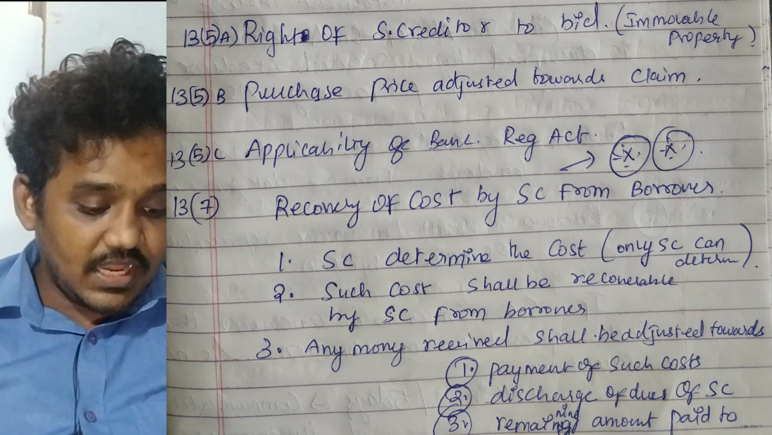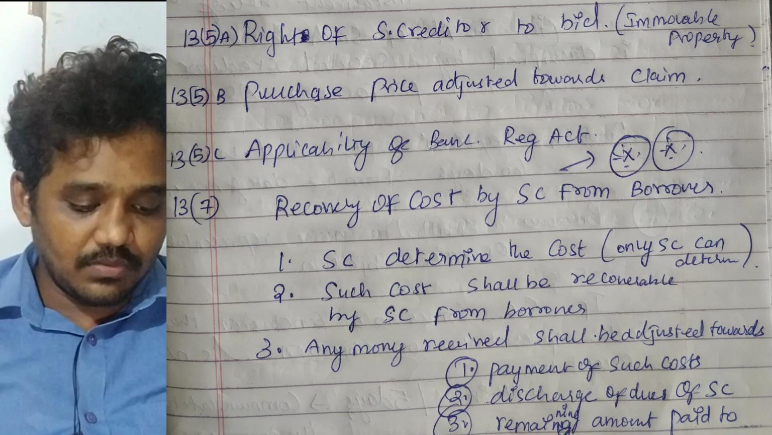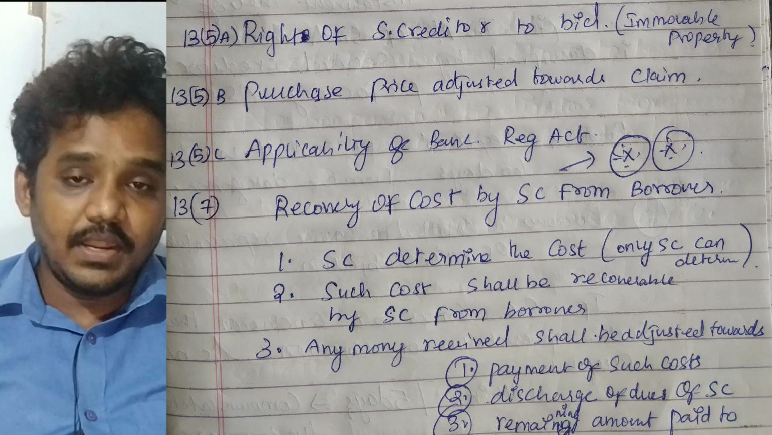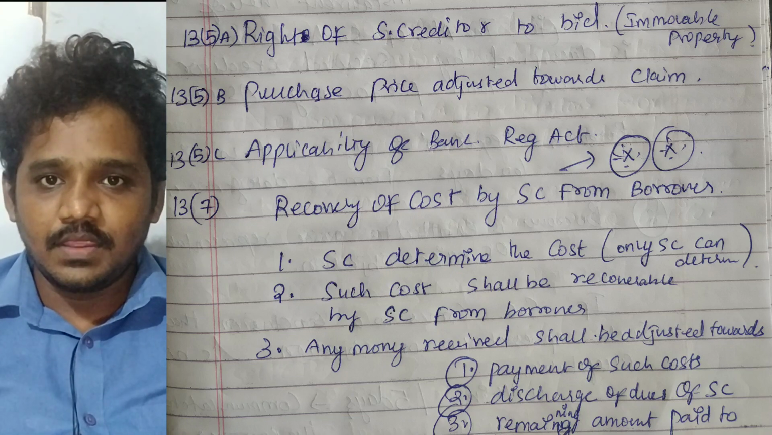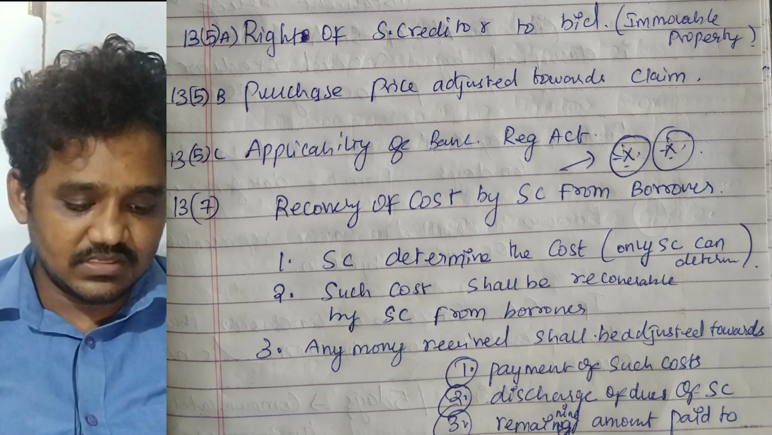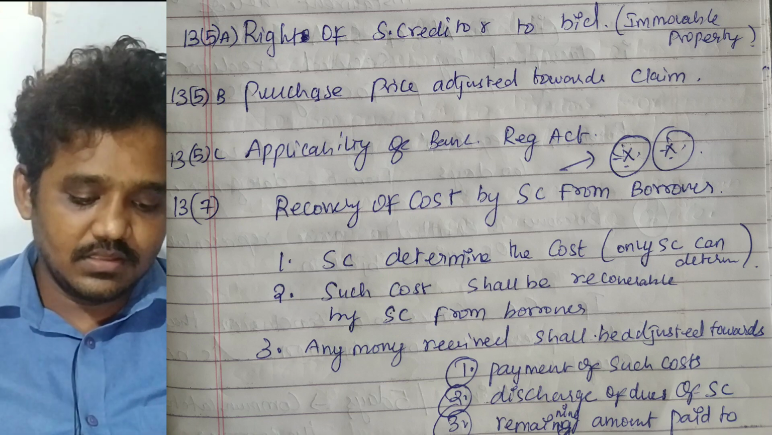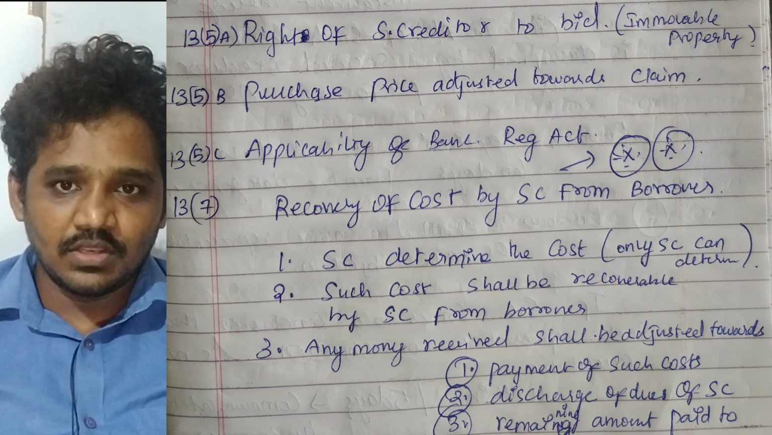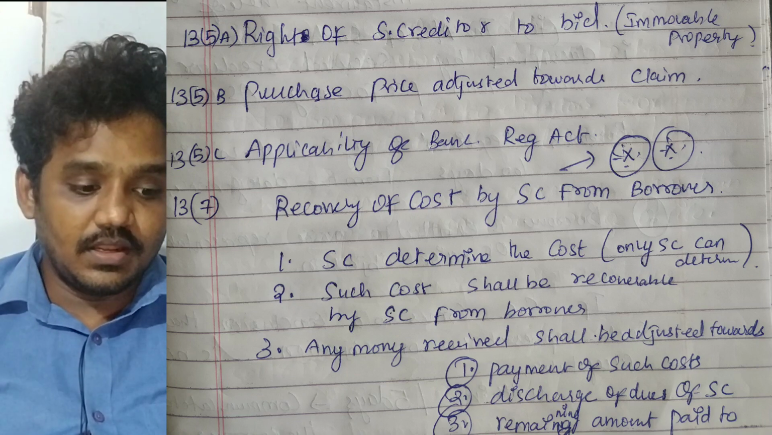And the third point is any money received shall be adjusted towards the following. First, whatever amount they get will be adjusted towards payment of such cost, and then discharge of dues towards the secured creditor. The remaining amount will be handed over to the borrower. That is, if the borrower pays some amount in between, that amount will be adjusted in the same order: first payment of such additional cost, then discharge of dues, and the third one is that any additional amount will be handed over to the borrower. That amount is not for the secured creditor.